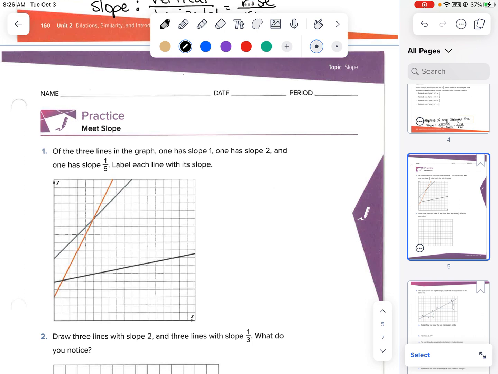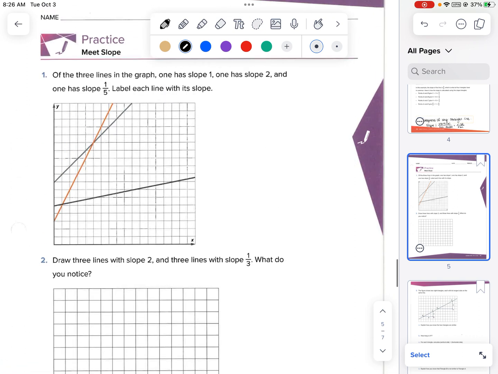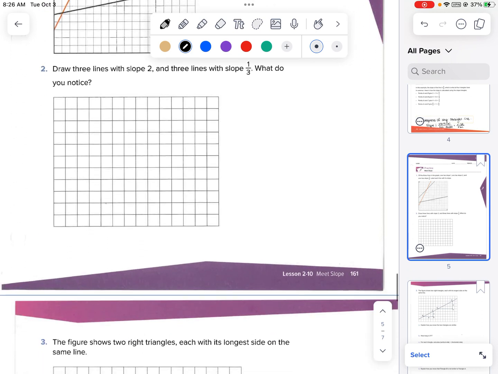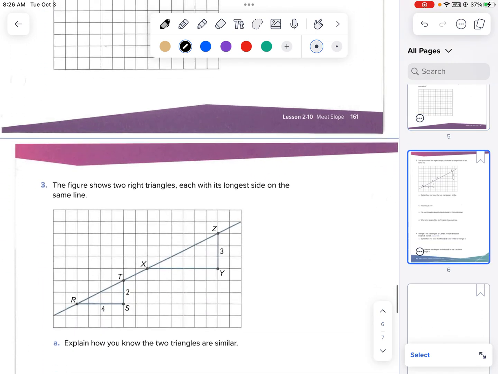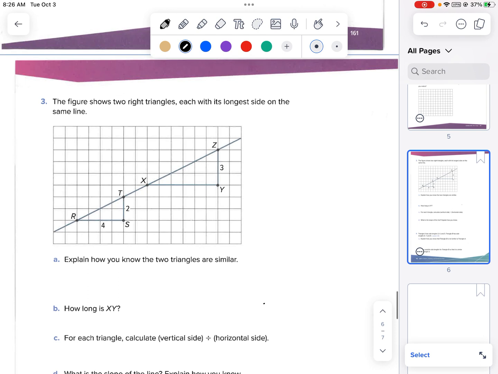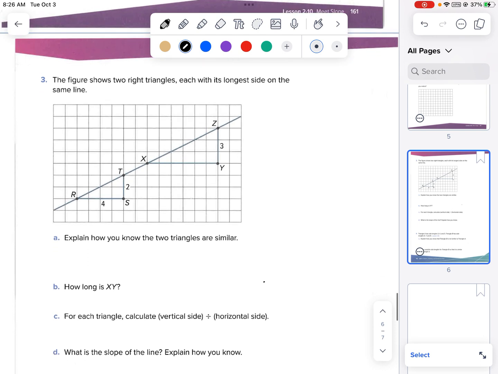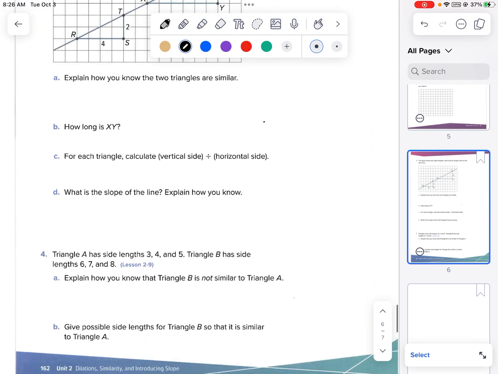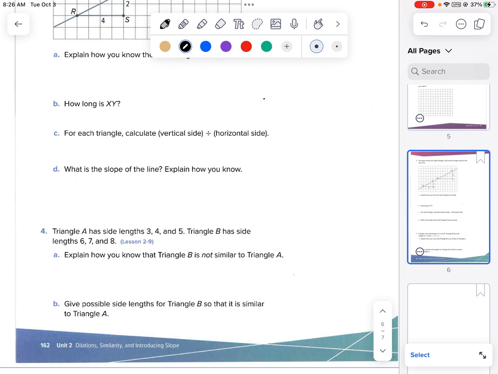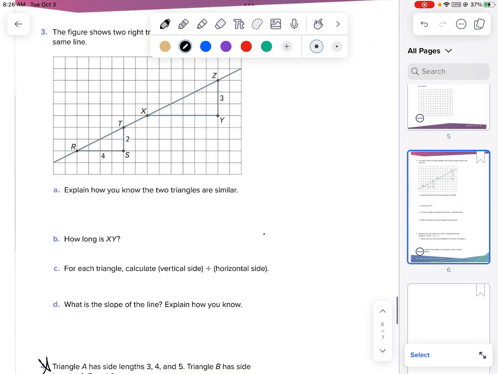If you're unsure how to do any of the first 2 practice problems, there are examples of how to do this previously in the video. So rewatch the video if you need help determining how to identify slope or how to draw a line with a certain slope. Number 3, we should be able to do determining how we know that 2 triangles are similar. And you can skip number 4. All right.